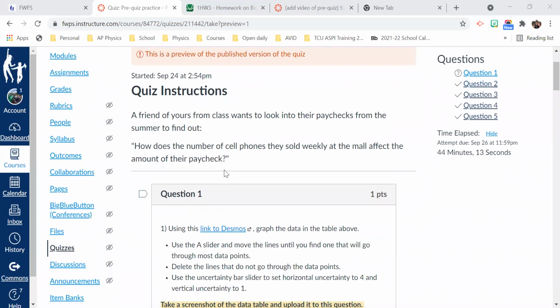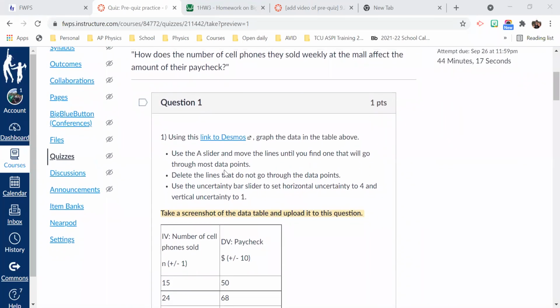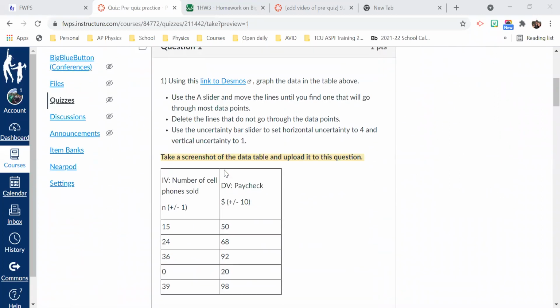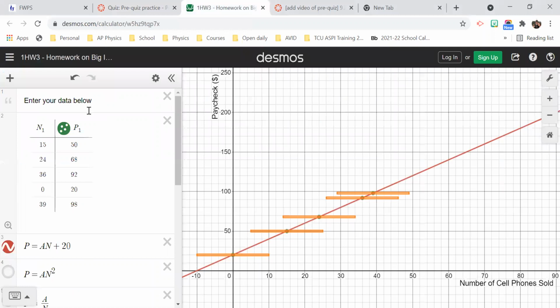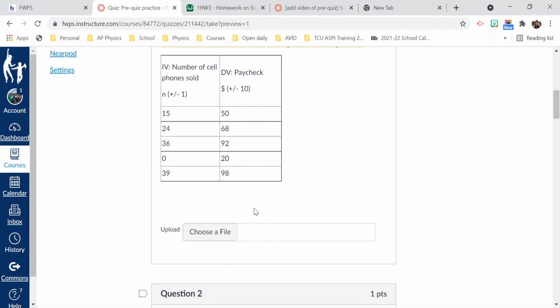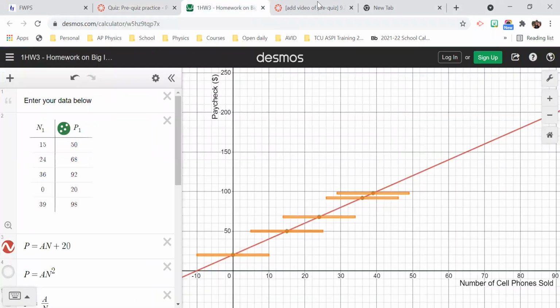So I wanted to take a minute and go over those pre-quiz practice questions with you for the proportional pattern. This was based off of the question of how does the number of cell phones you sold weekly at a mall affect your paycheck? We had a link to Desmos, so hopefully you clicked that, opened it up, and put your data in there. If you did, this is what you should have off to the left. It says upload a screenshot into the question below. I did not do that. Oops, my bad. But here is my quiz graph.